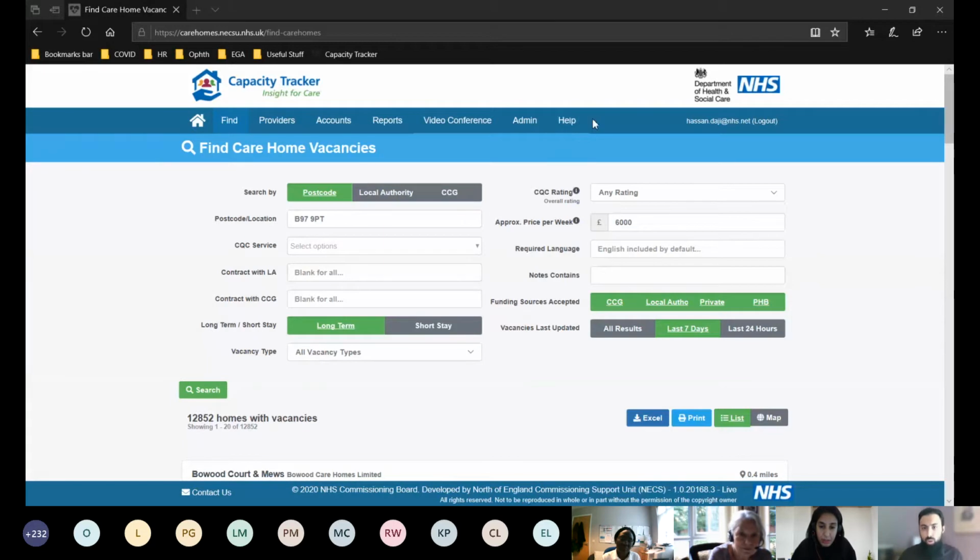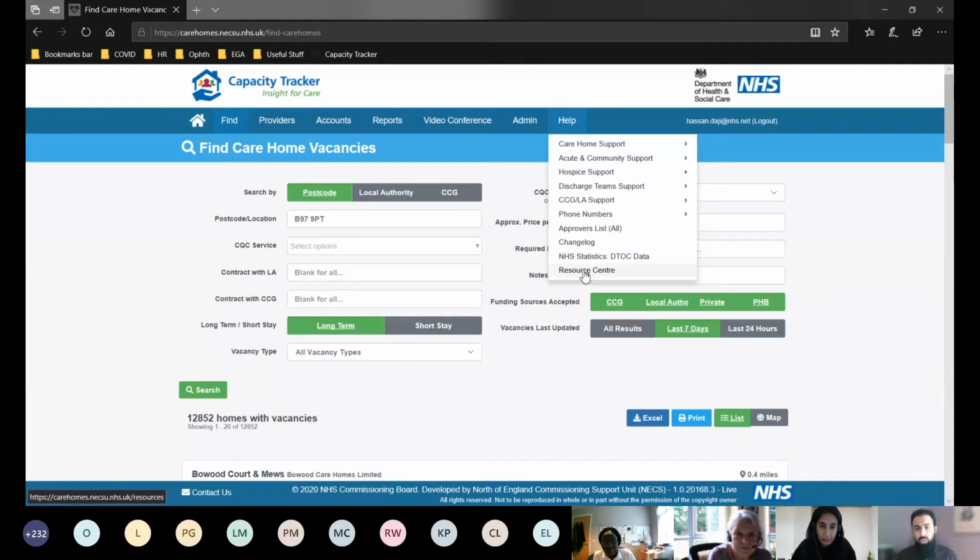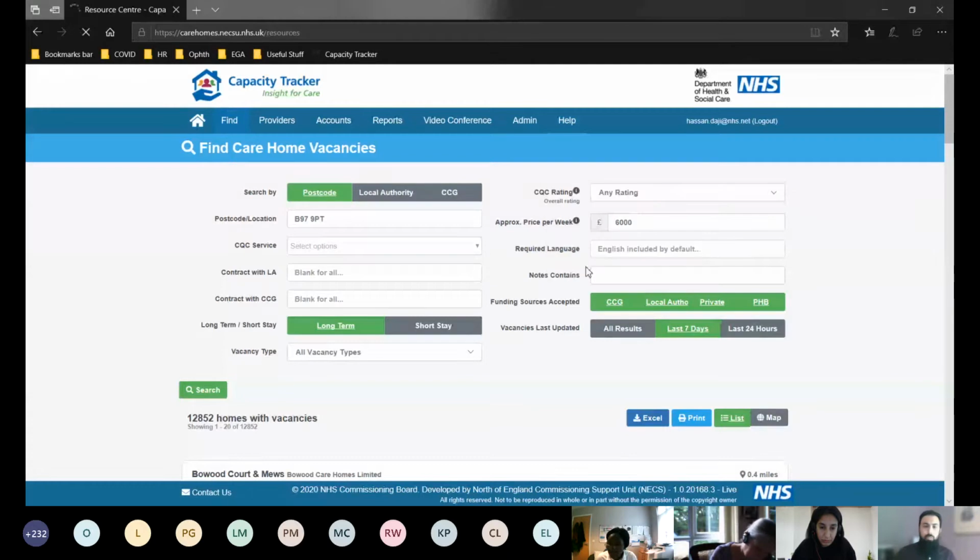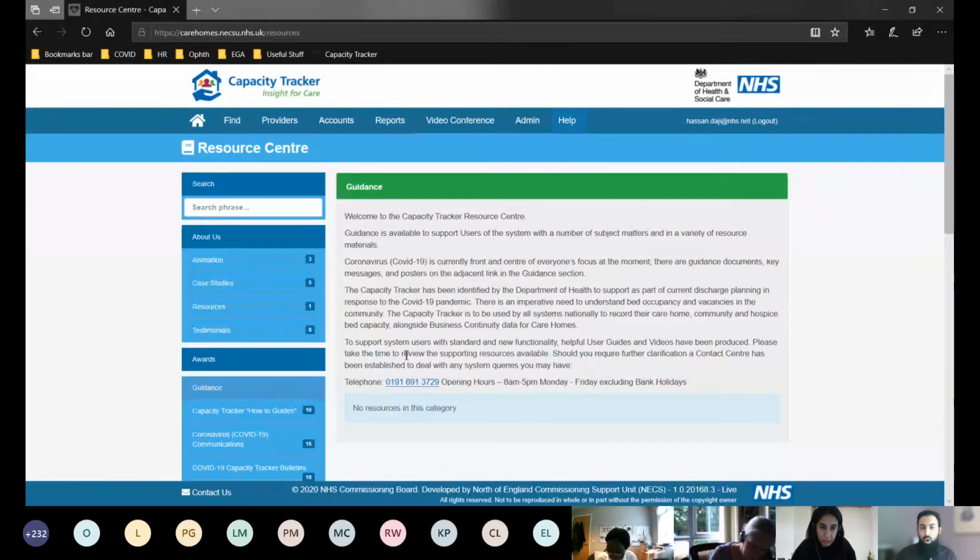The last bit that I really wanted to go through was the resource centre. If you hover over help, which is the last tab, and then resource centre, there is information available. There is a contact centre which will be able to handle any queries that you might be struggling with. The number is here. It's 8 a.m. to 5 p.m. The other thing I would suggest is getting into contact with your local authority or CCG system champion in your local area. They have direct contact with us, so we can escalate as well. So that's how to get into contact if you're having specific issues: either your local system champion, or the contact centre if you're struggling with the system itself.